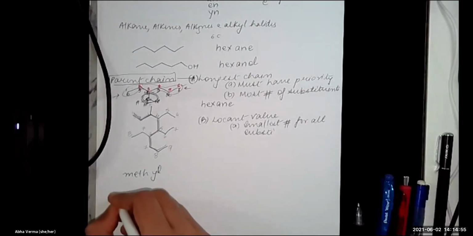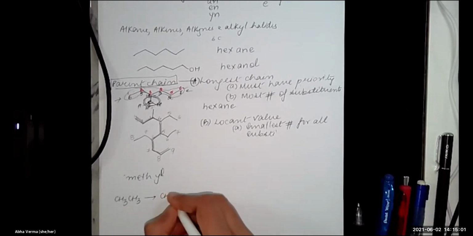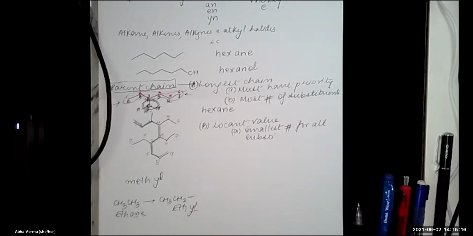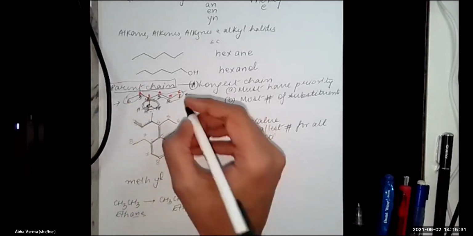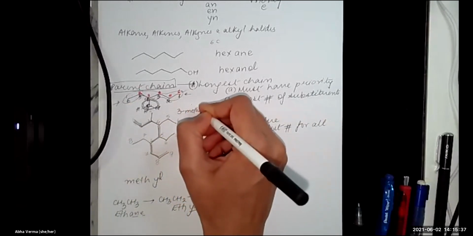If I had 2 carbons, and one of the carbons was missing a hydrogen, what would I call this group? Ethyl. Because this is eth in ethane, this would be eth with a YL. So for all the alkyl substituents, you have to count the number of carbons, and based on that, you will be giving their names. So you will indicate on your hexane what is the locant of your substituent. It is a 3. 3-methylhexane.